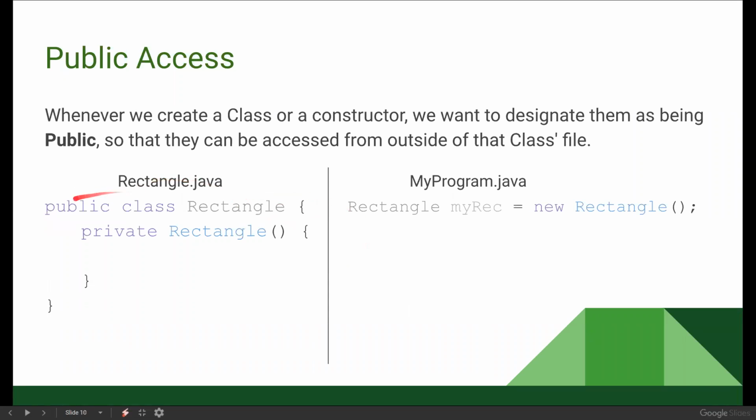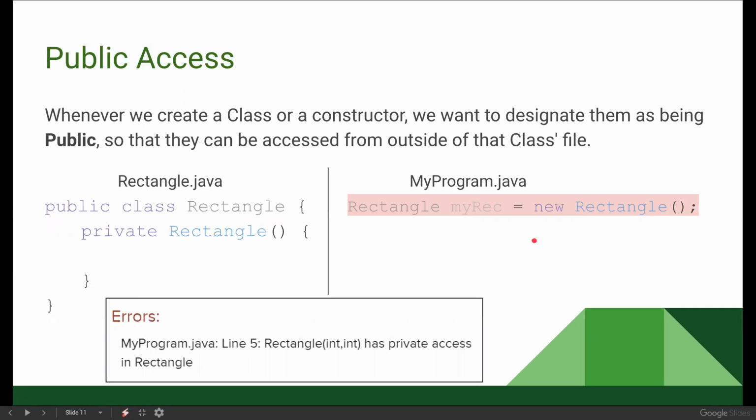Now, if I try to make my class public, but then my constructor private, I'm going to get an error again saying, hey, that constructor, Rectangle(int), has private access within that class. You aren't allowed to access that constructor, which means we're not going to be able to instantiate any of our objects. So if we want to create objects in other class files, we need to have our constructors also be public so that everyone has access to them.